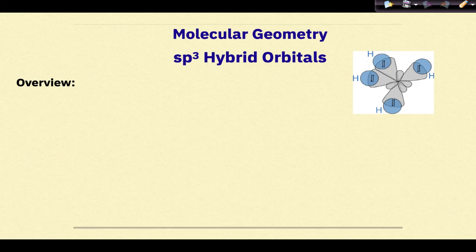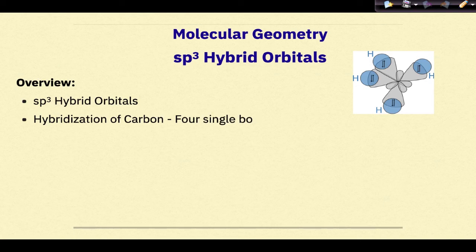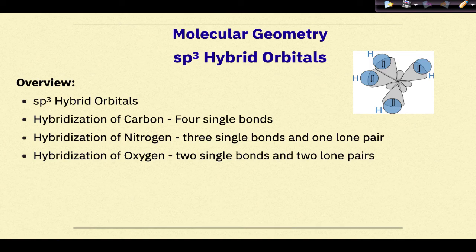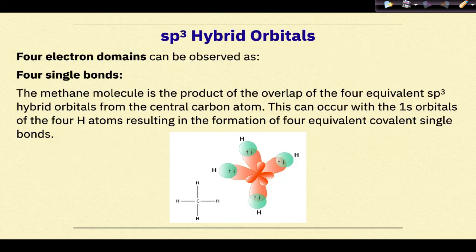Molecular geometry, sp3 hybrid orbitals. In this tutorial, we will be going over sp3 hybrid orbitals, hybridization of carbon, 4 single bonds, hybridization of nitrogen, 3 single bonds and 1 lone pair, and hybridization of oxygen, 2 single bonds and 2 lone pairs.